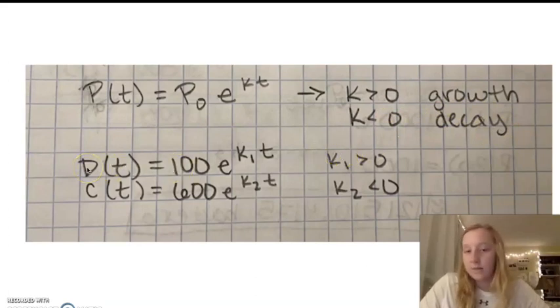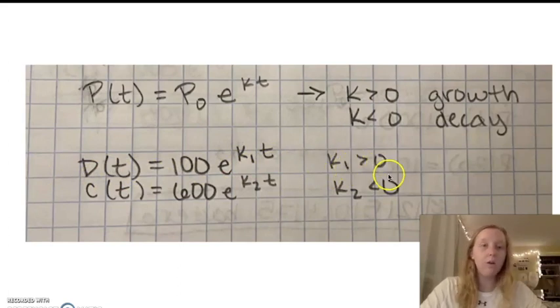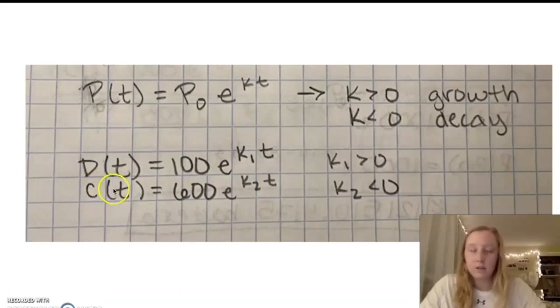So, writing our equation again, we know that d of t equals 100 times e to the k1 times t. This is the function for the dogs. So we know that k1 has to be greater than 0 because we know they are exponentially growing. Similarly, c of t is going to equal 600, because that's the initial, times e to the k2 times t. And we know that k2 has to be less than 0 because we know from the problem that the number of cats is exponentially decaying.